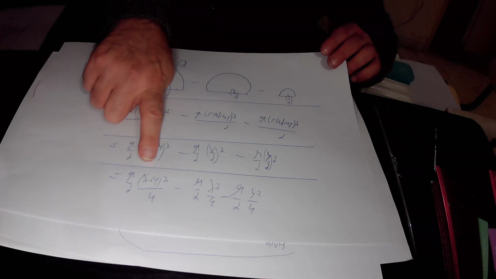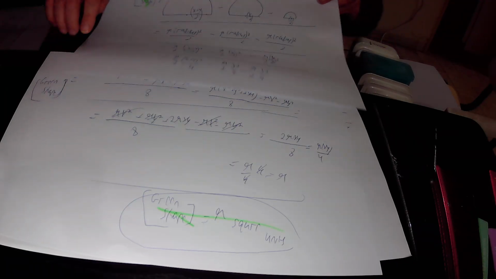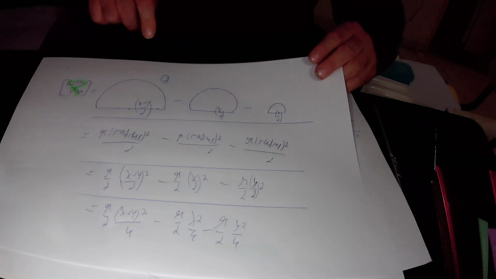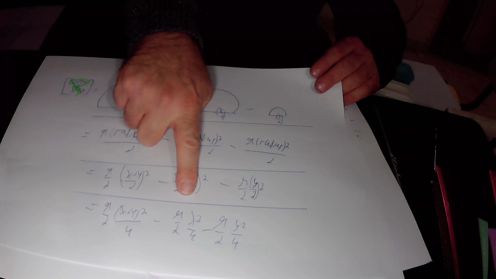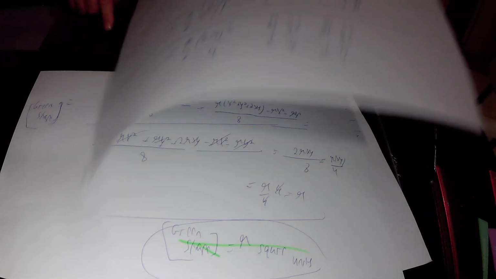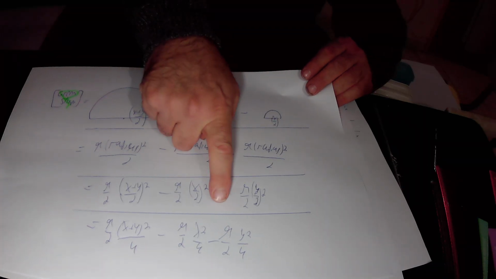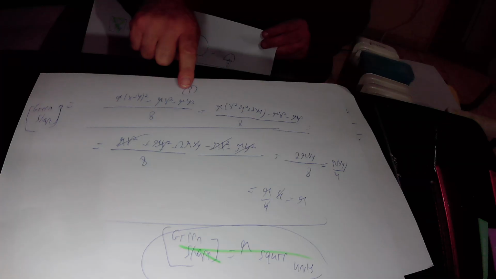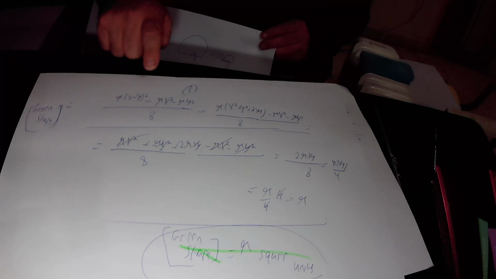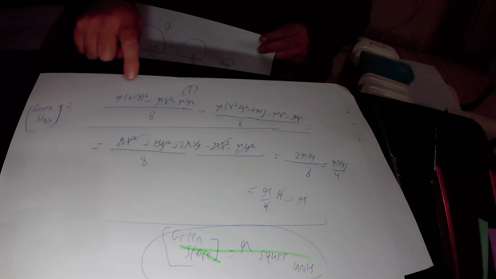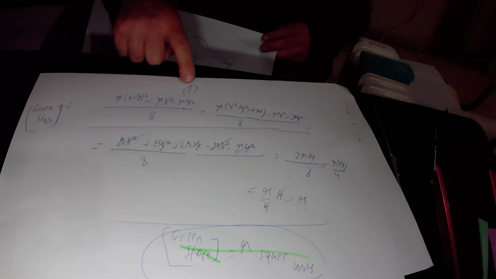pi times (x plus y) squared. This is pi times (x plus y) squared. Here we have minus pi x squared. Copy it here, minus pi x squared. In the last expression we have minus pi y squared. So copy it here. This is minus pi y squared. So in total, we found that the area of the green shape equals pi times (x plus y) squared minus pi x squared minus pi y squared, all over 8.